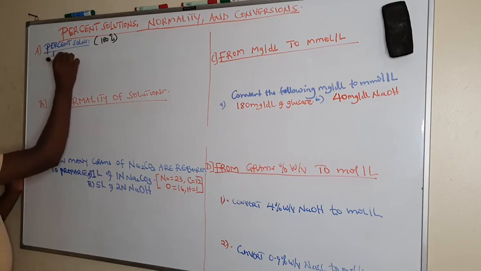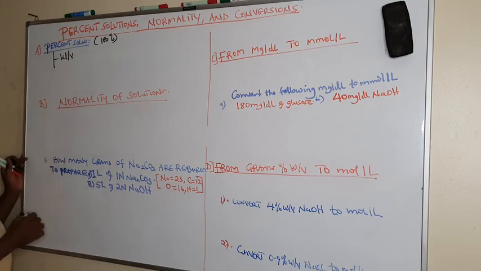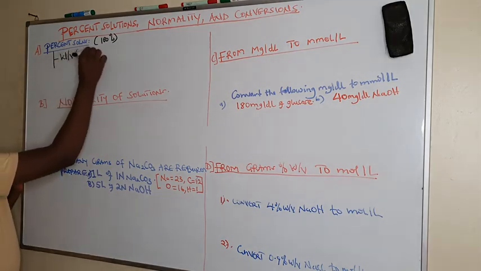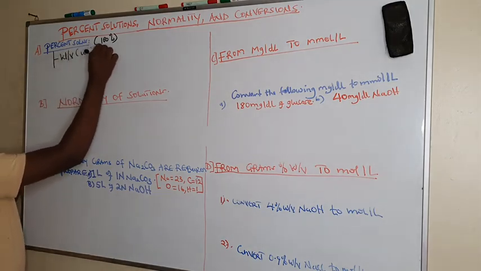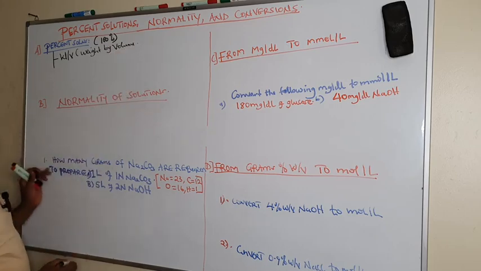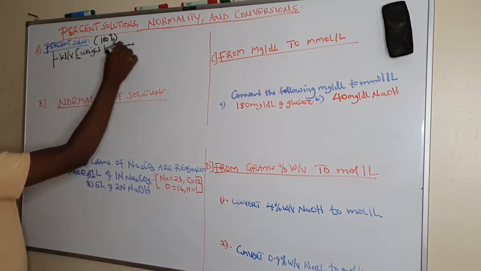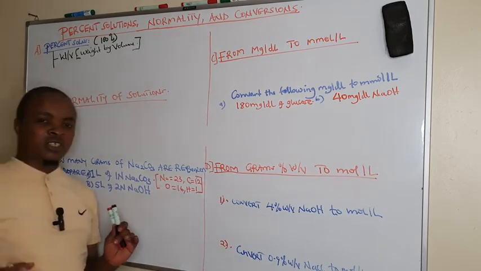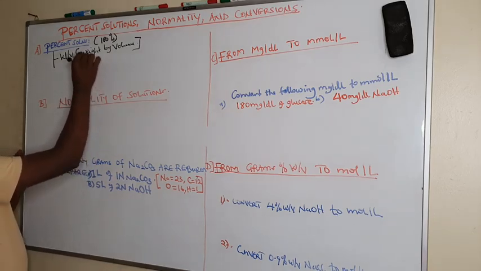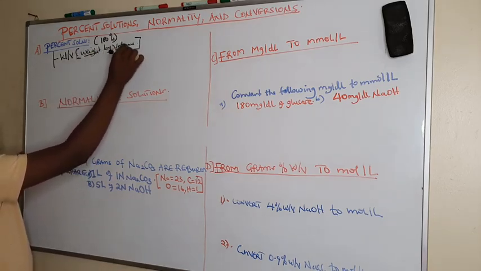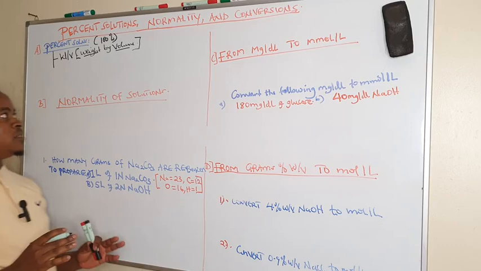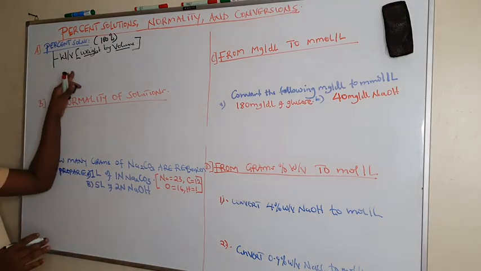weight by volume, and weight by volume is the most commonly used. In laboratories, this is the most common way of preparing reagents, preparing solutions, whereby we have grams dissolved in mils of either water or any solvent. So that is weight by volume.